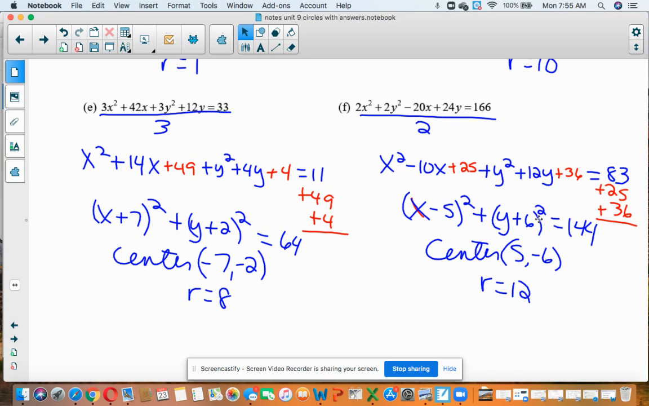It's y plus 6 squared. My center is (5, -6), and my radius is 12.